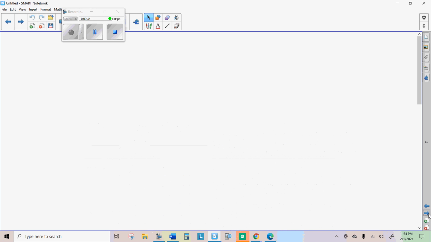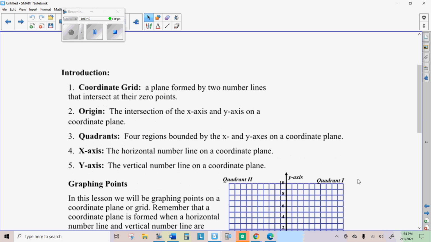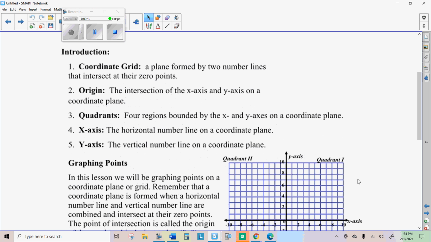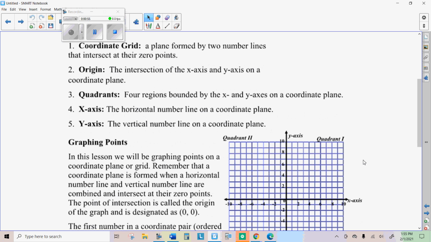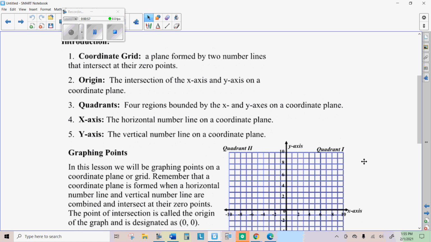So move to this page. Just a couple of things you might need to try and remember from past is a coordinate grid is a place where you put dots. It's a plane formed by two number lines, an x and a y axis. If you forget which is x and which is y, look at the picture here. The origin is the point 0, 0. And it's where you start always.